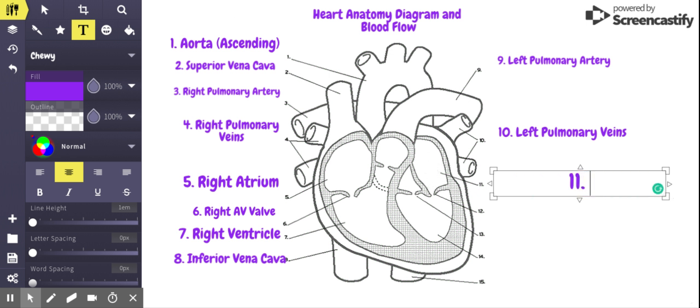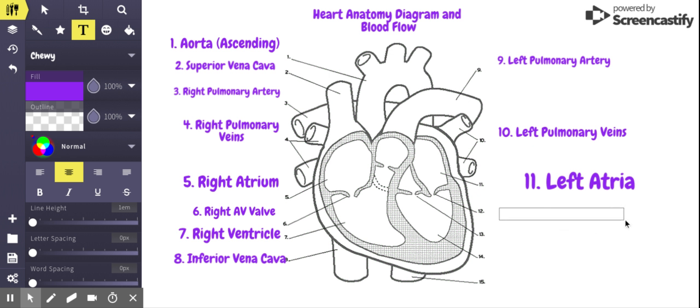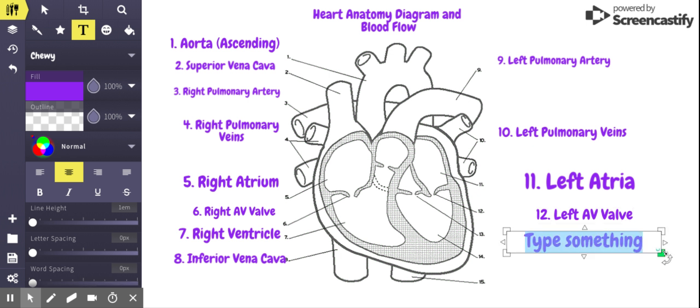So number 11 would be your left atrium, which is a chamber for blood to enter. Number 12 is going to be your left AV valve. A quick hint about valves: valves are put in place to prevent any type of backflow. So this valve is going to close shut if blood tries to go backwards. Actually, anywhere there's a valve. We have valves in our veins, which run through our body, but especially in our heart.